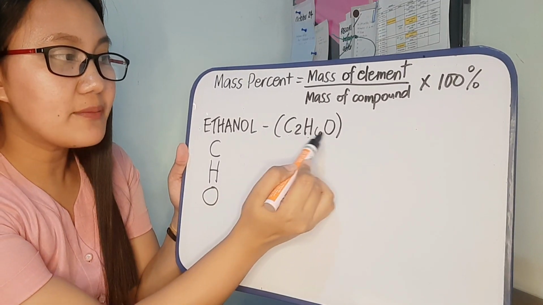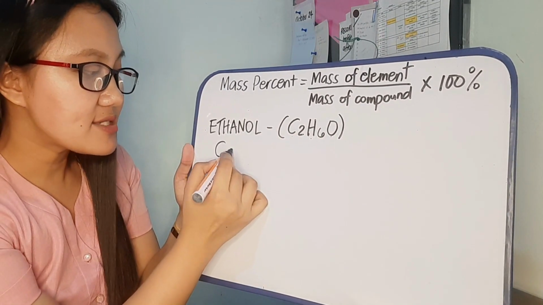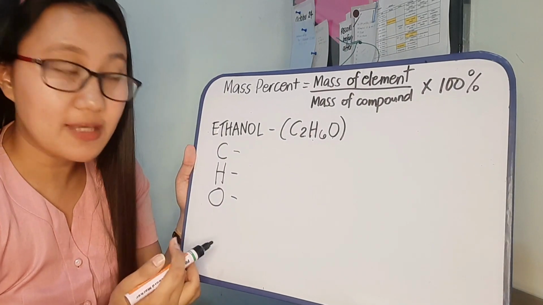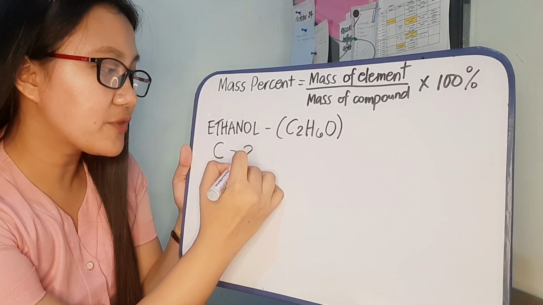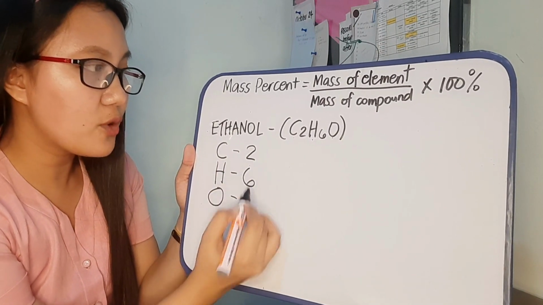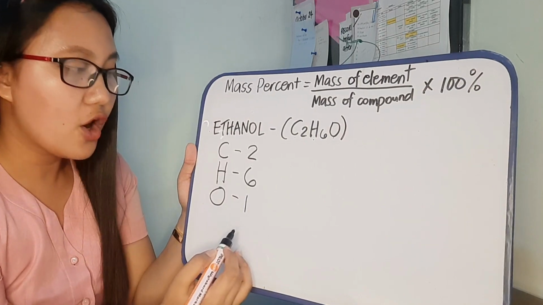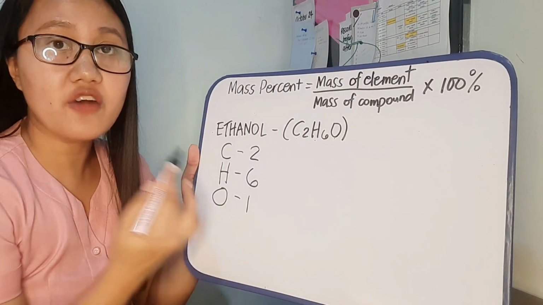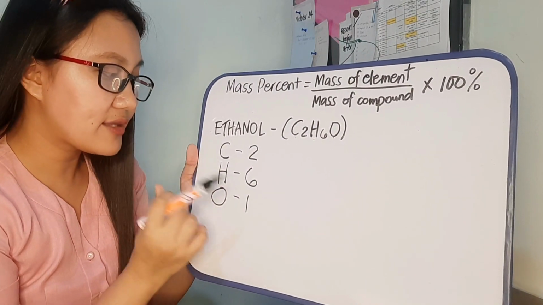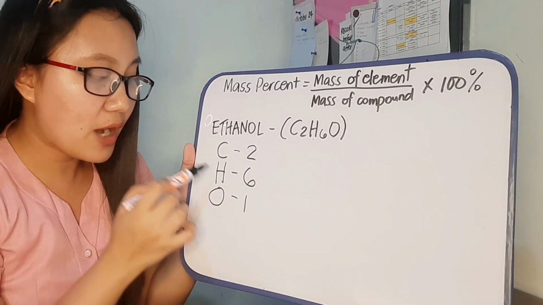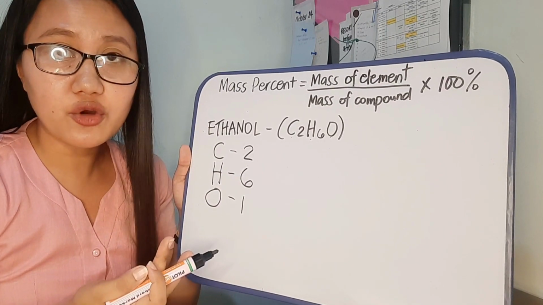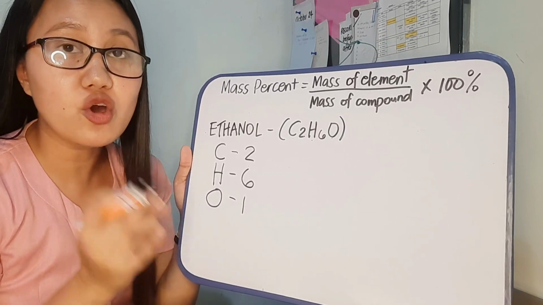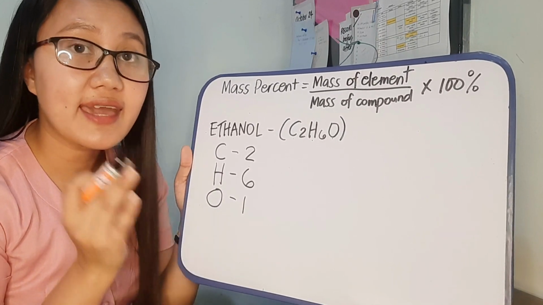Okay, kasi yun yung mga element na nandun sa compound. And then sa katapat, isulat natin ilan ang mole ng bawat element. So carbon, we have 2 moles of carbon, we have 6 moles of hydrogen, and we have 1 mole of oxygen. And then, since we are looking for the mass of the compound, kailangan malaman natin ano ba yung atomic mass ng bawat element. Sa pagkakataong ito, kailangan mong gumamit ng periodic table kasi nakasulat doon yung atomic mass ng bawat element.